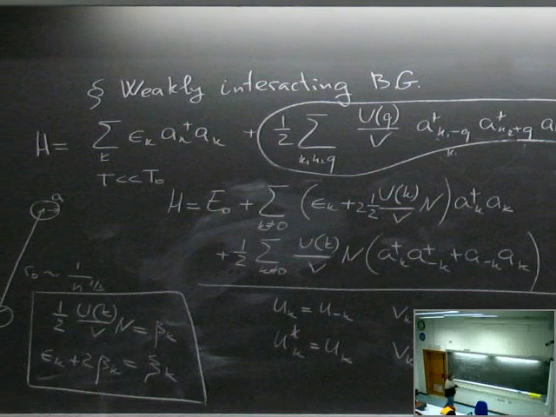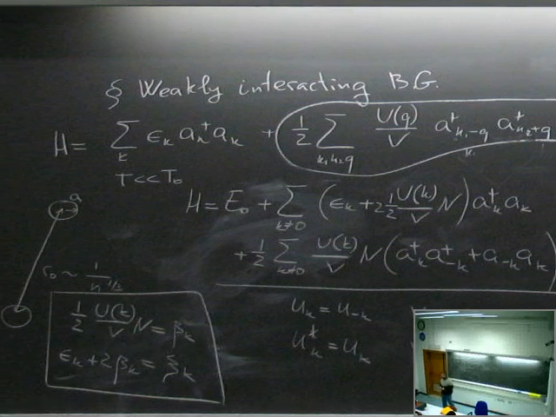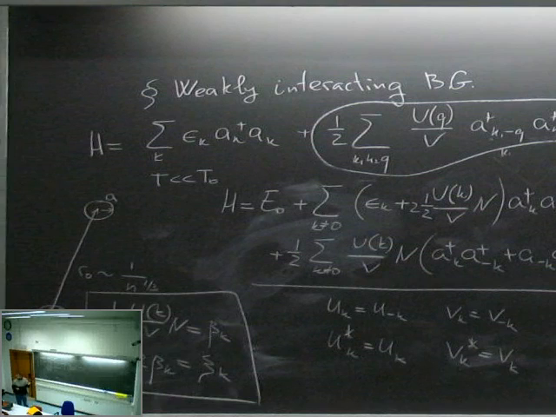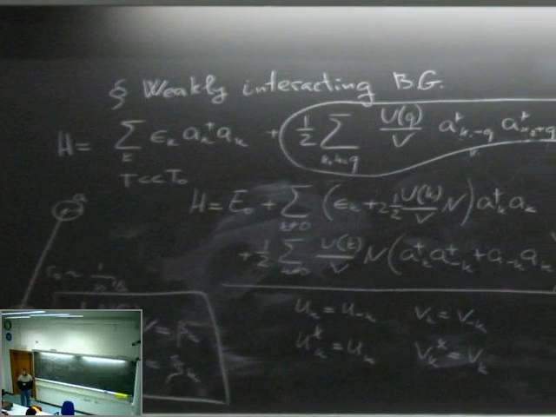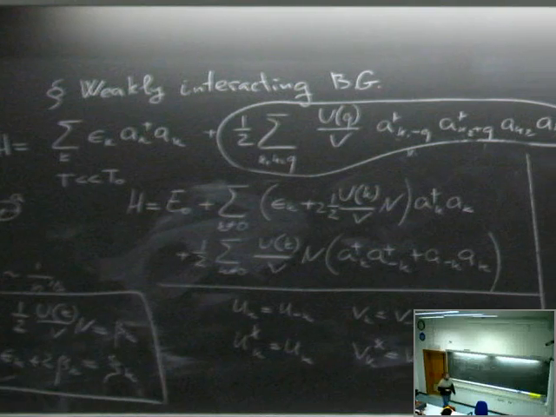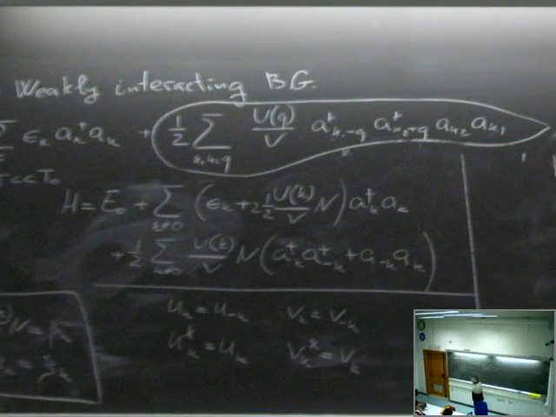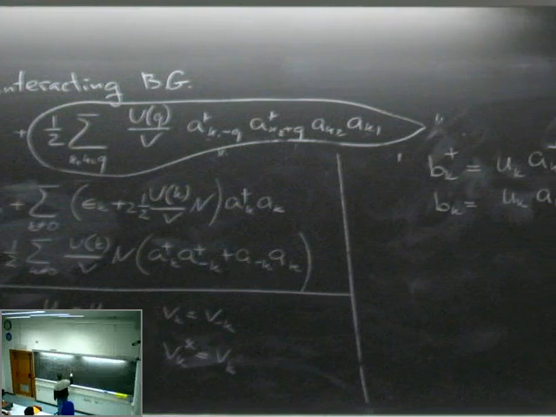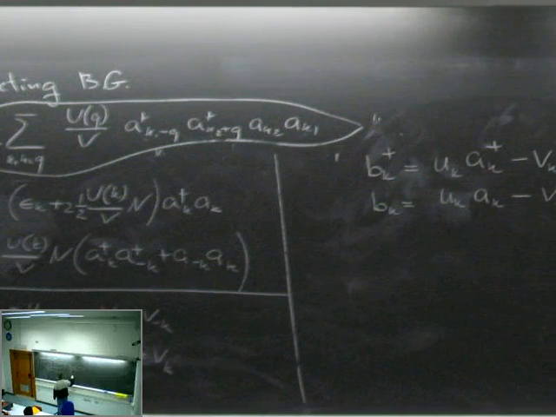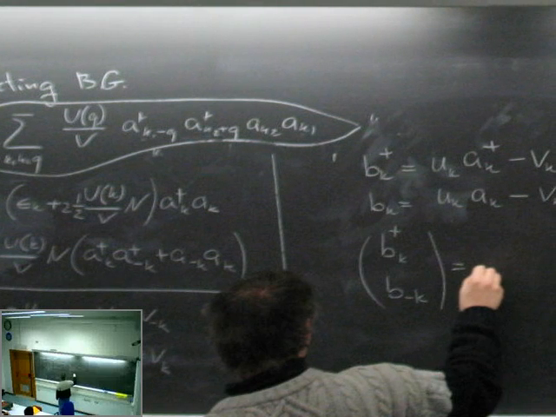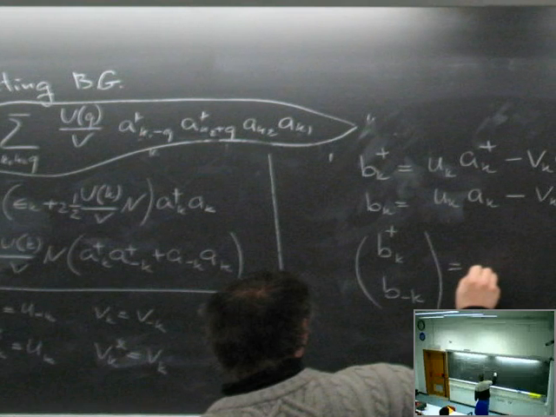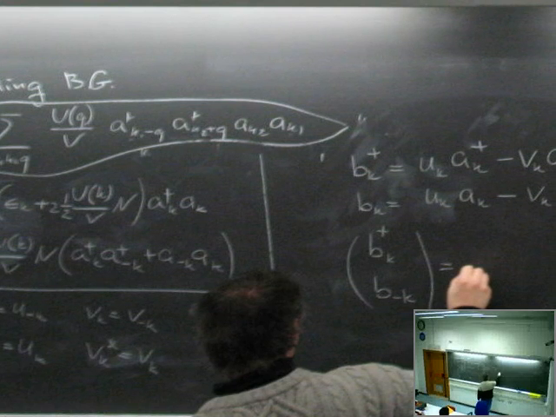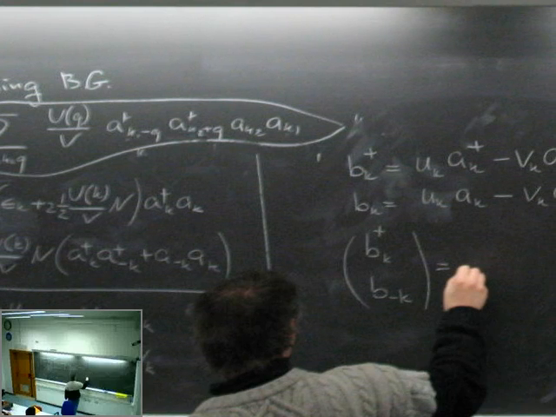I will be looking for such functions U and V, and as long as I find them, I will diagonalize my Hamiltonian. So my goal is to find functions U and V which satisfy this condition, and one more condition which comes a bit later. So let me write this down in the matrix form. The new vector of states b_k, b_{-k} dagger is equal to the matrix U_k, minus V_k, minus V_k, U_k acting on a_k, a_{-k} dagger.